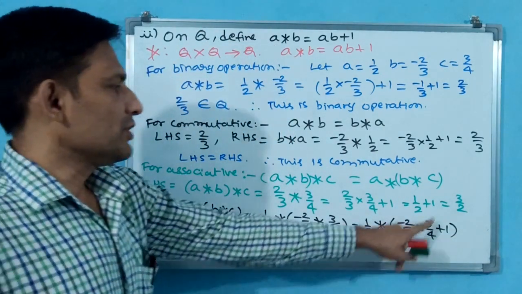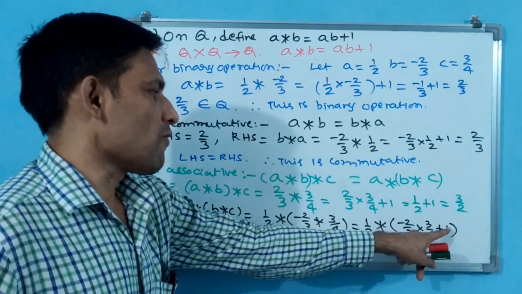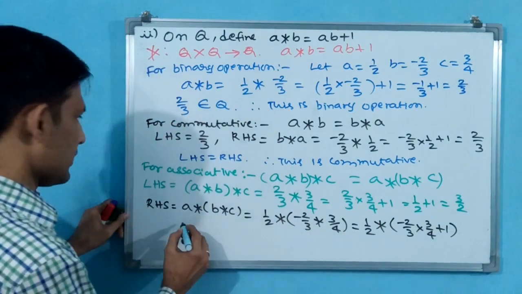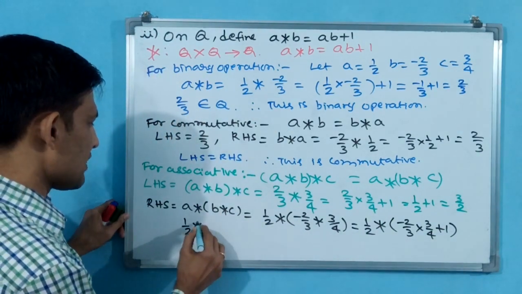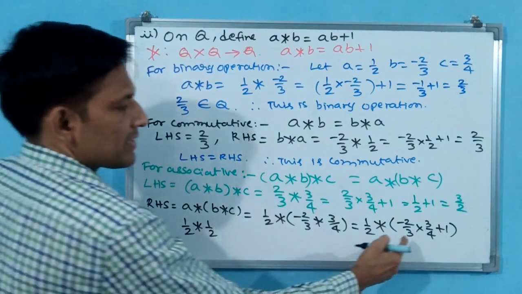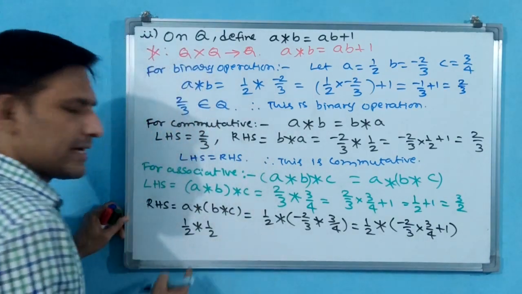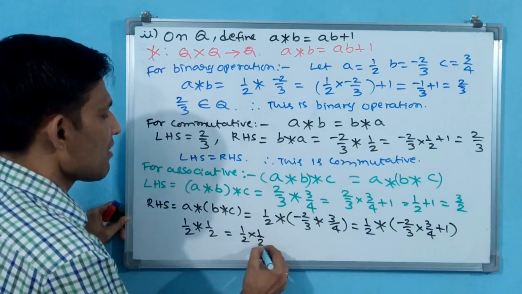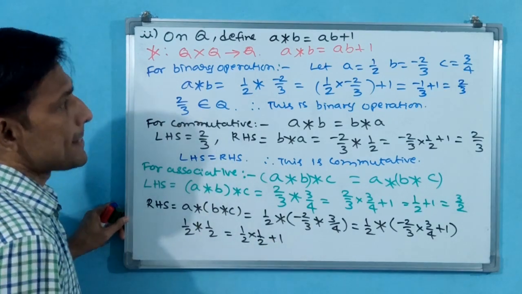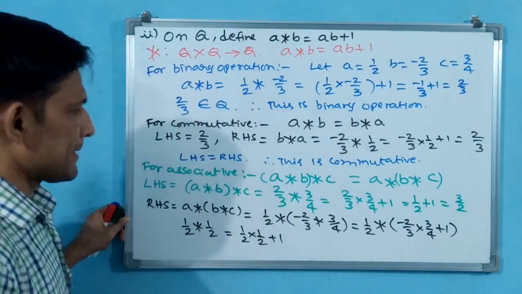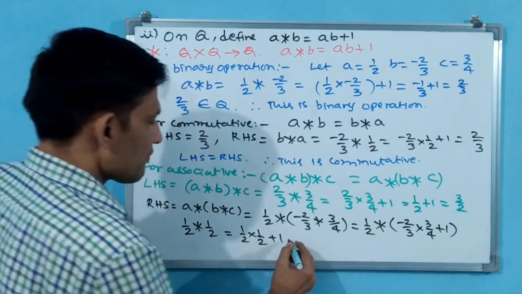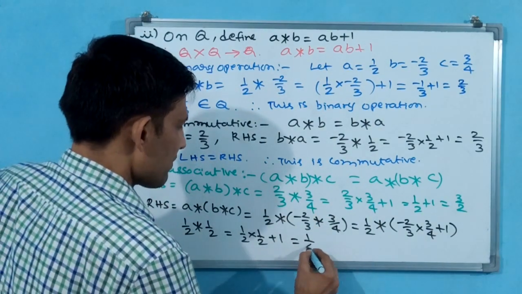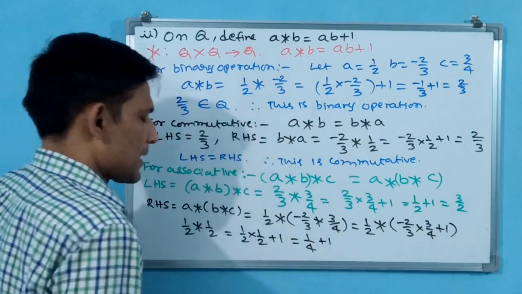Okay, the 3 is going to get cancelled, minus 1 by 2. 1 minus 1 by 2, 1 by 2 will come. Now you write 1 by 2 star 1 by 2. Why? Because this is going to become 1 by 2, directly I have written. That is equal to 1 by 2 into 1 by 2 plus 1. Okay, 1 by 2 into 1 by 2 plus 1 means how much? 1 by 4 plus 1.